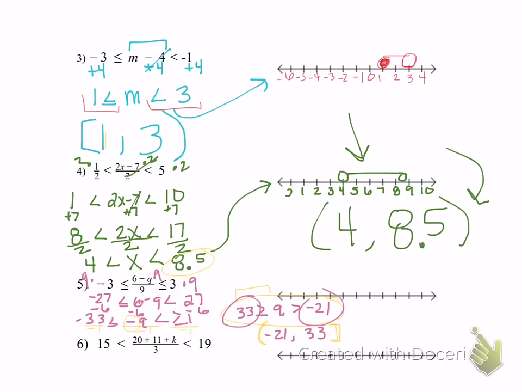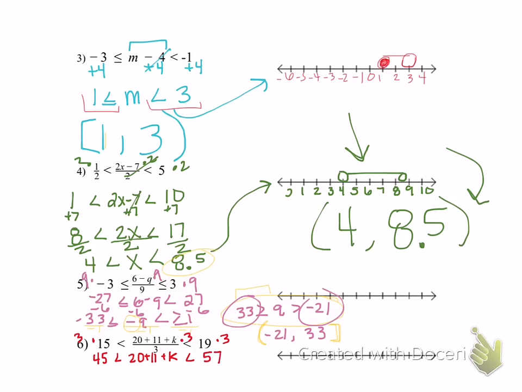All right, we got one more that we're going to do. Okay, so here we go. Best for last, hopefully. Let's get rid of that 3. It's dividing, so let's multiply by a 3 on all sides. So 15 times 3 gives me a beautiful 45. Then I've got 20 plus 11 plus k, my inequality sign. And 19 times 3 gives me a beautiful 57.